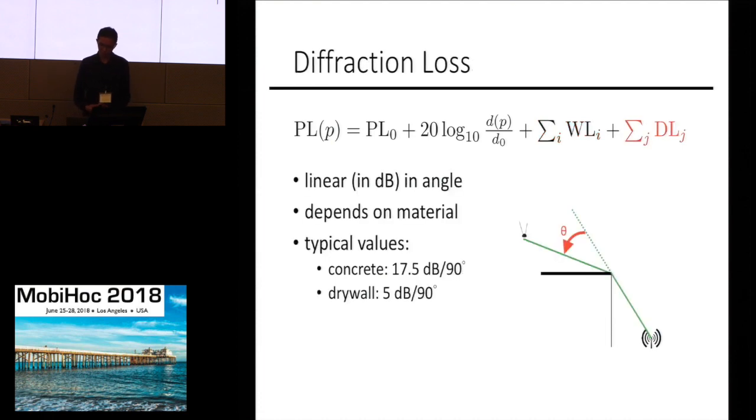And the last component is a diffraction loss. This is caused when the signal changes its direction around a corner. We're going to assume that this quantity scales linearly in the angle. And of course, it depends on the material. For example, if it's a concrete wall, then there's a 17.5 dB per 90 degrees, and if it's a drywall, then there's a 5 dB per 90 degrees.